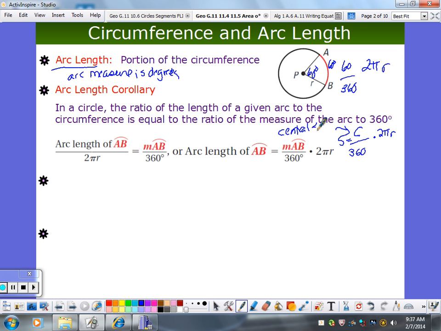Or you could use arc length as well. Because aren't they equal? S is arc length. Traditionally, that's what we call it. Why? I don't know. We just do. So S equals C over 360 times 2 pi r.